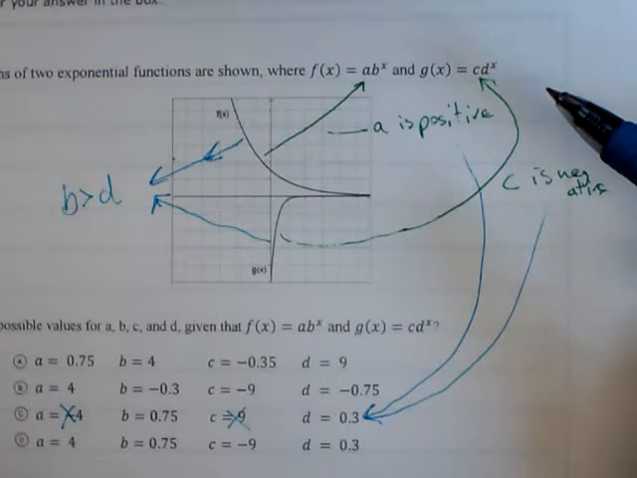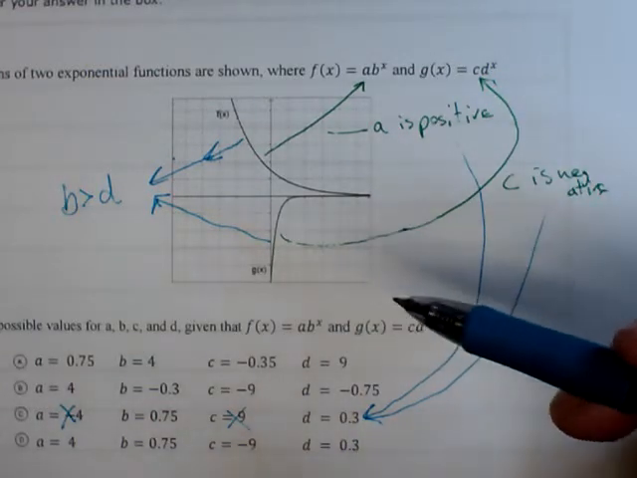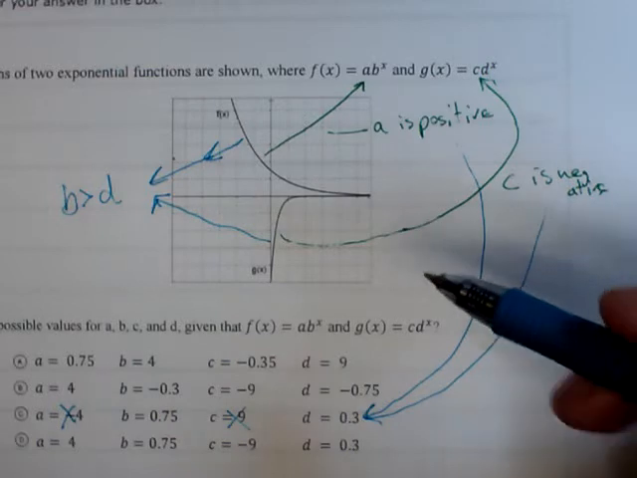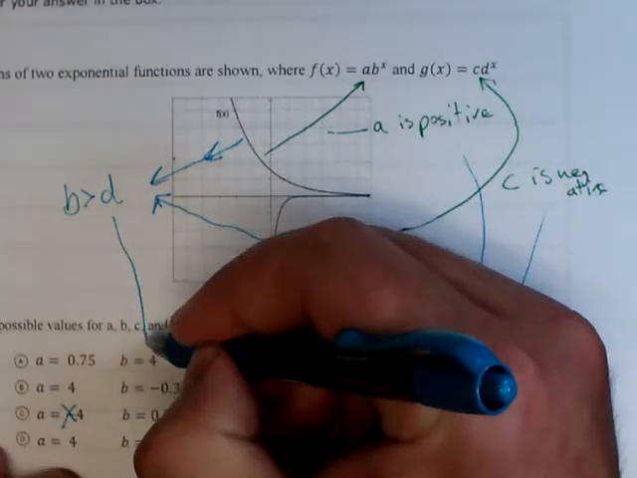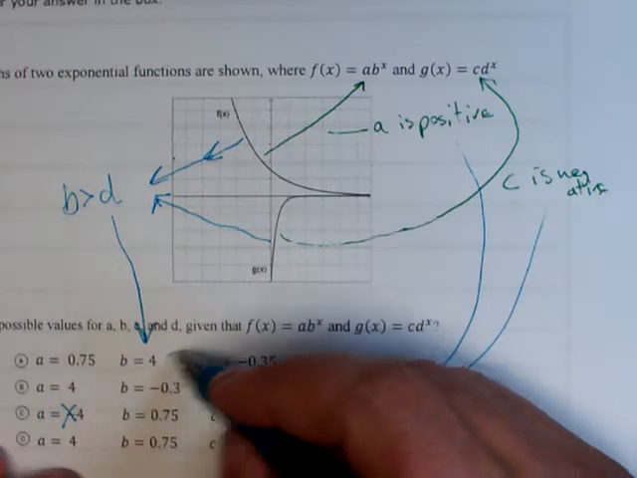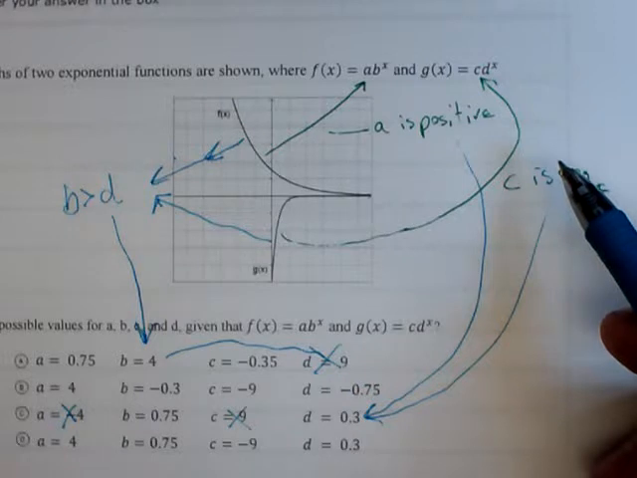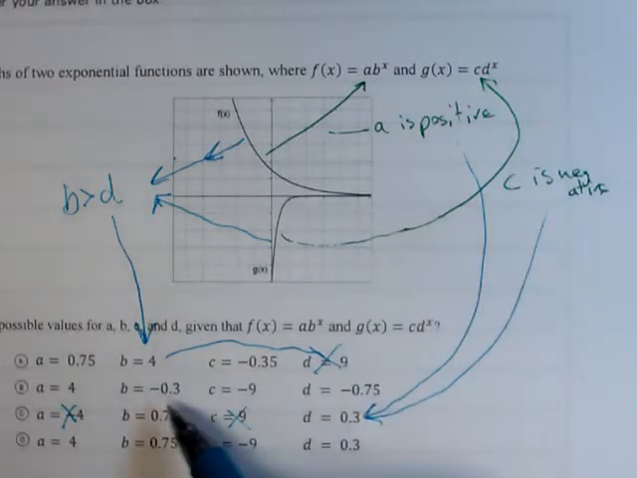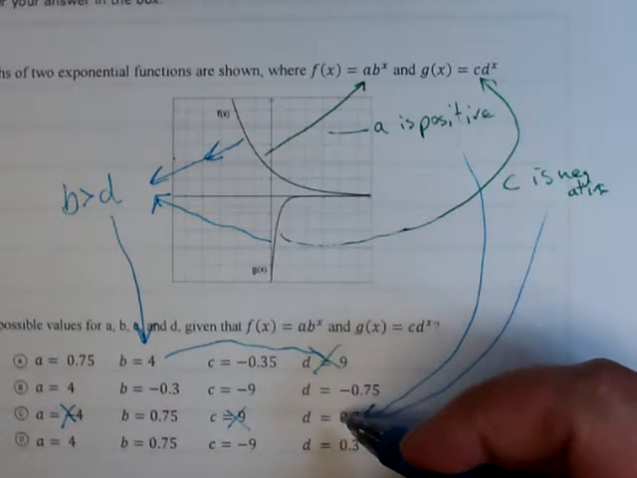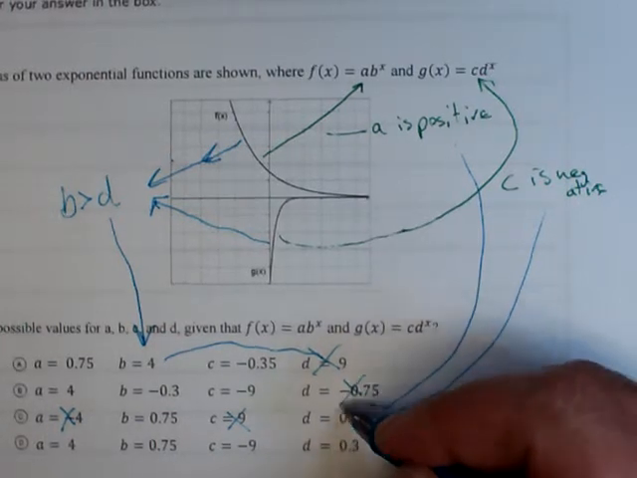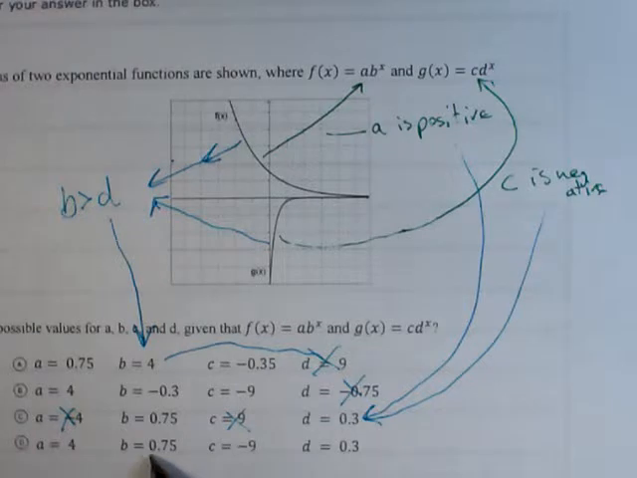So I'm going to look down here and see which ones is b bigger than d. Well, that fact eliminates this. This is negative, so it's greater than, but it's not going to decay any faster just because it's negative. And this one, b is bigger than d. So we've eliminated all of these. It has to be d.